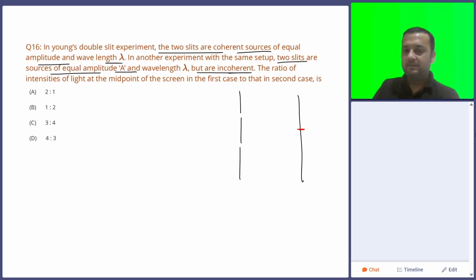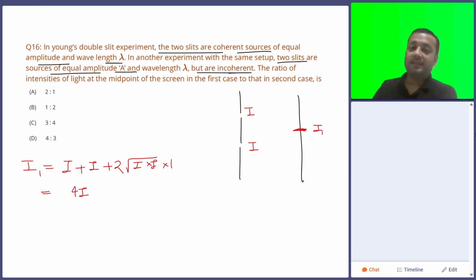Now see, if both the slits are the same, the intensity of both the slits will be the same, I and I. And at the midpoint, we know we will get a maxima. So I'm calling the intensity at the center I1. I1 will be equal to the intensity of the first slit, I, plus the intensity of the second slit, also I, plus 2 root of I1 I2, which is I into I, into cos theta. For maxima, cos theta is 1. So this will become 4I. This is the maximum intensity that you will get in the case of coherence.